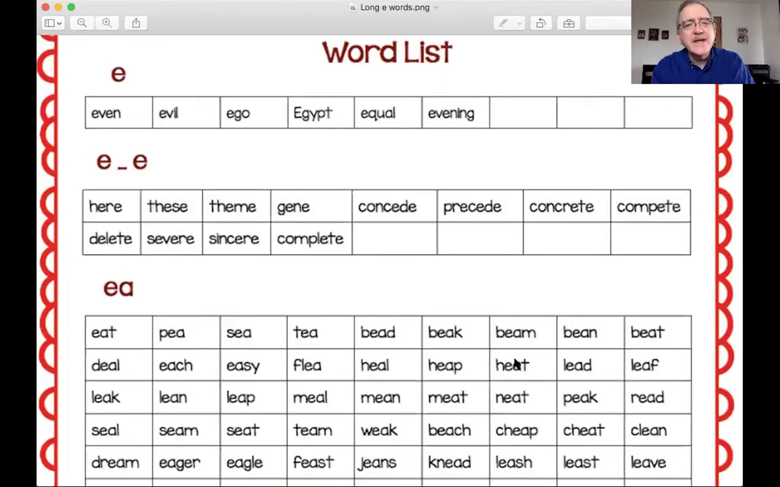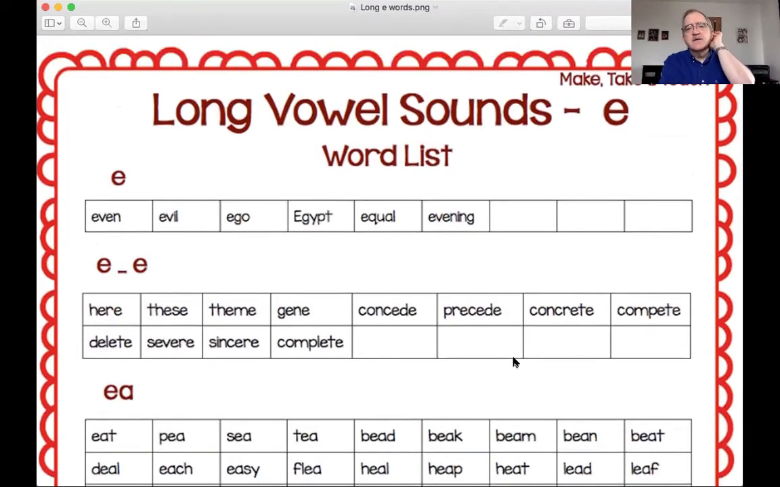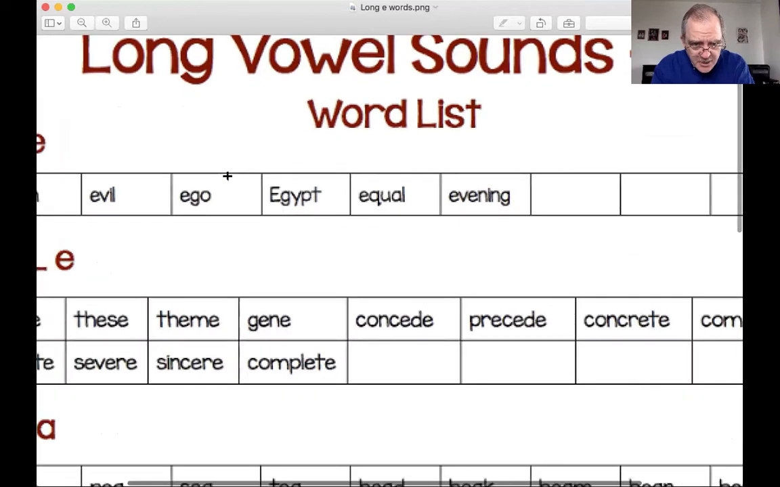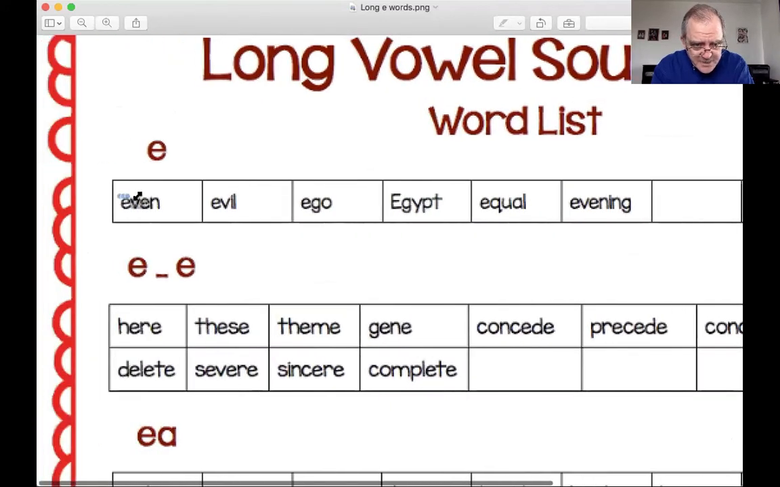Now I'm going to share a file that we studied last week. These are long E words, and we studied these. I will just spend a minute, and I'm not going to look at all the words. We'll just look at a few of them. The first one is even. The second one is evil. Some students get confused with this word. They say evil, but it's not. It's evil. Next one is ego.